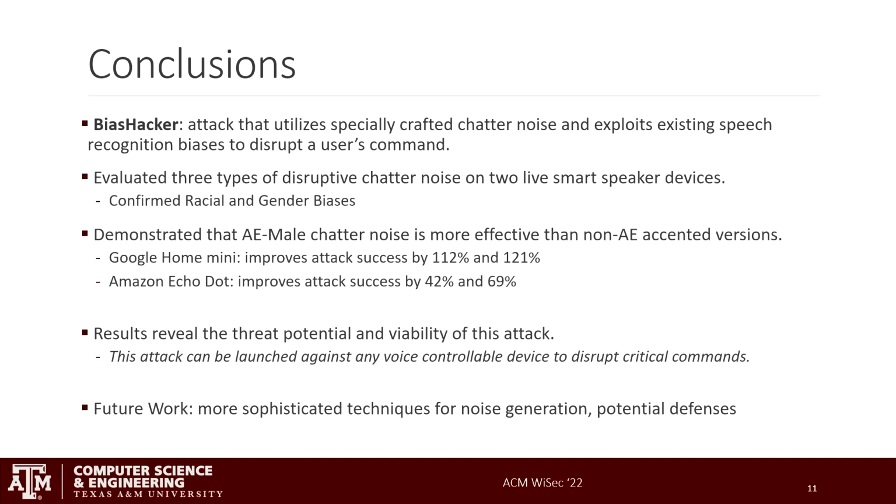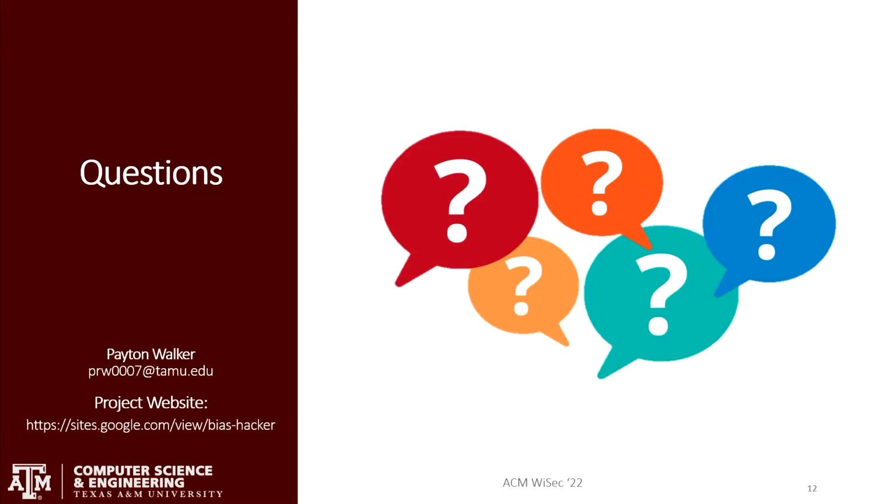So for future work, we're planning to look at more sophisticated techniques for noise generation, which can obviously lead into additional attack goals. So generating a noise that not only blocks a user's command, but you could potentially slip in a command intentionally that you want to have recognized. And then obviously by demonstrating that these biases can be exploited in this way, it opens up another line of research in terms of potential defenses. So thank you.